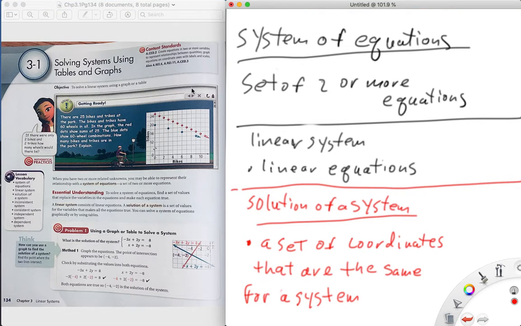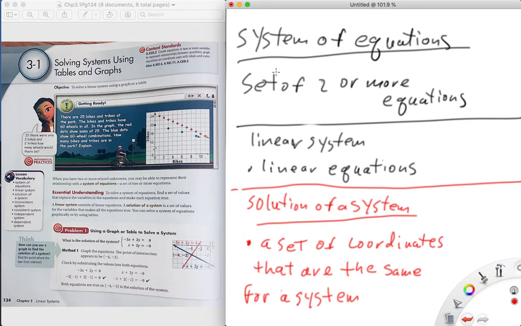Okay, Algebra 2, Chapter 3, Section 1. This is dealing with solving systems using graphs of system of equations. A system of equations is a set of two or more equations. A linear system is essentially a set of linear equations.